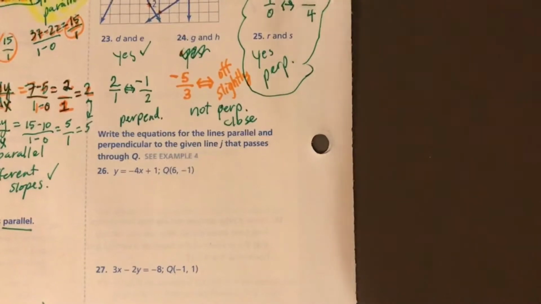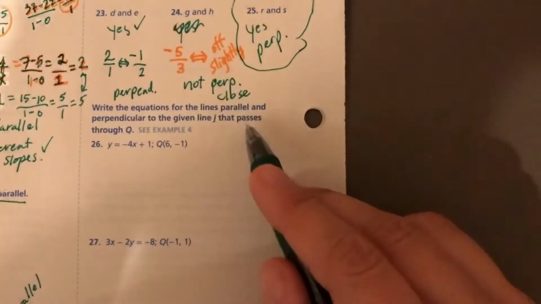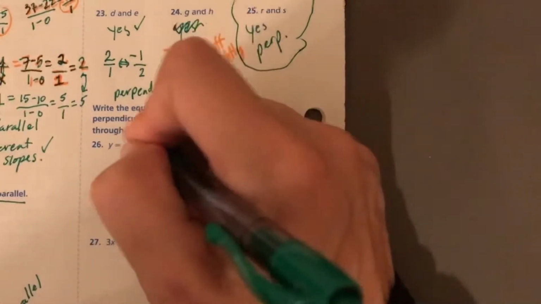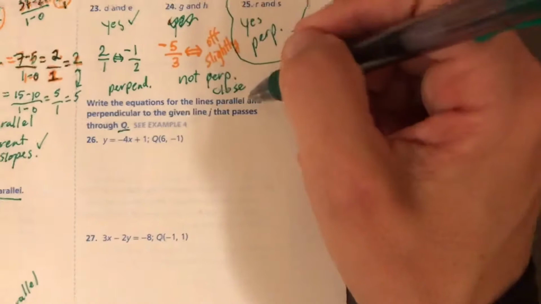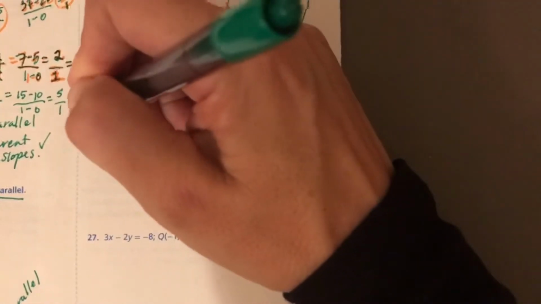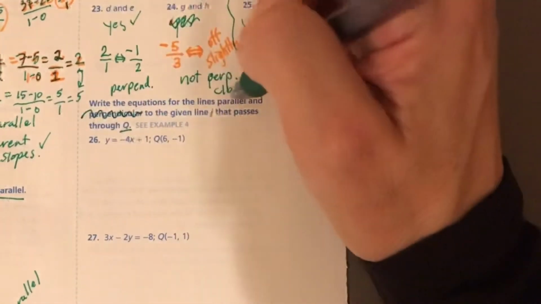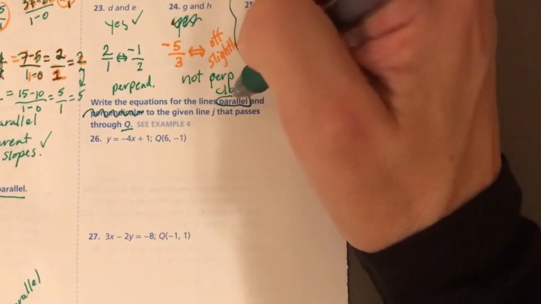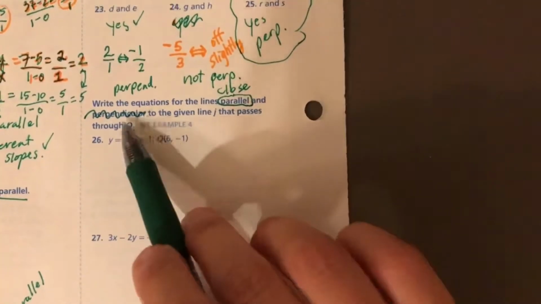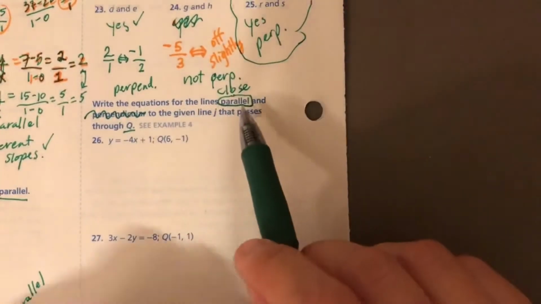So it says, write the equation for the lines parallel and perpendicular to the given line that passes through these points. Okay, this is going to take a little algebra, but let's see. I'm also going to make it a little simpler. I'm going to just do the parallel ones just to make the lesson a little bit easier. So if you did both, that's fine. But let's just do one.